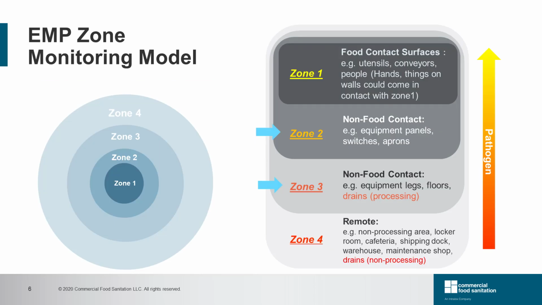When developing an environmental monitoring program, equipment and infrastructure are divided into zones according to the proximity to the food contact surface. The model shown on the slide, which was initiated in the US meat industry and is now widely used throughout the food industry. Let's look at the monitoring model. Zone 1 refers to food contact surfaces, for example, tools, conveyor belts, pipes, or operator hands. Zone 2 refers to non-food contact surfaces that are adjacent to Zone 1, such as bearings, equipment panels, aprons, etc.